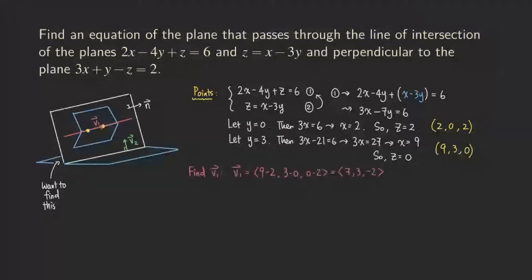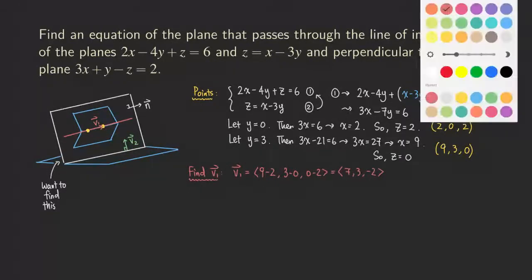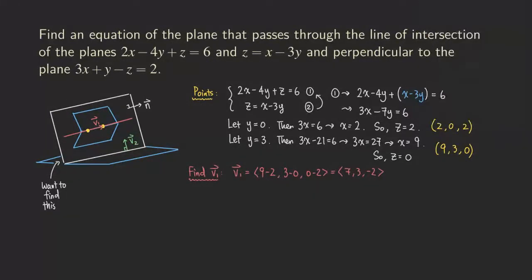So we already get the v1, right? And then we also want to find the v2. The v2 is actually easy. v2 is actually the same thing as the normal vector of the third plane that's given to us, right? The perpendicular plane. So right now we can just write down v2 by reading the coefficients. This equation here is 3, 1, and negative 1. So we get 3, 1, and negative 1.